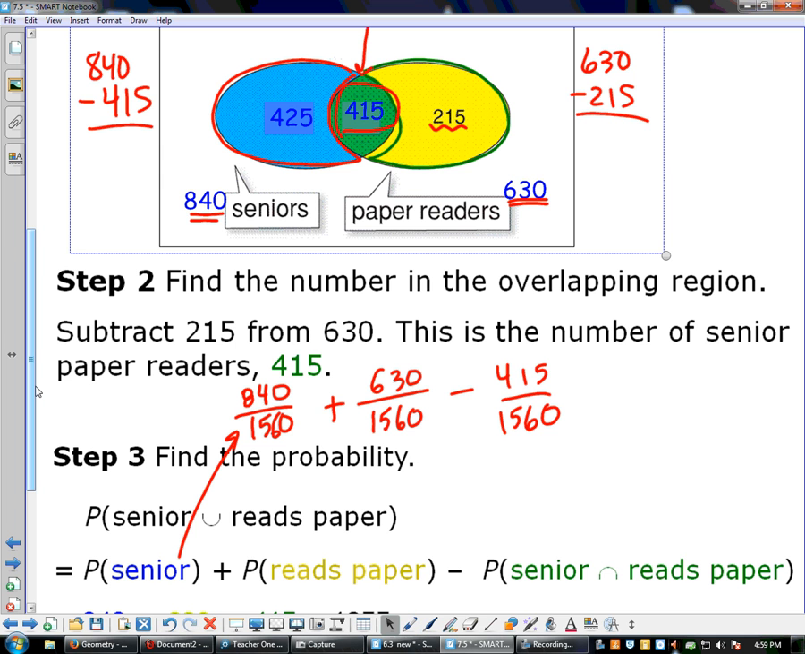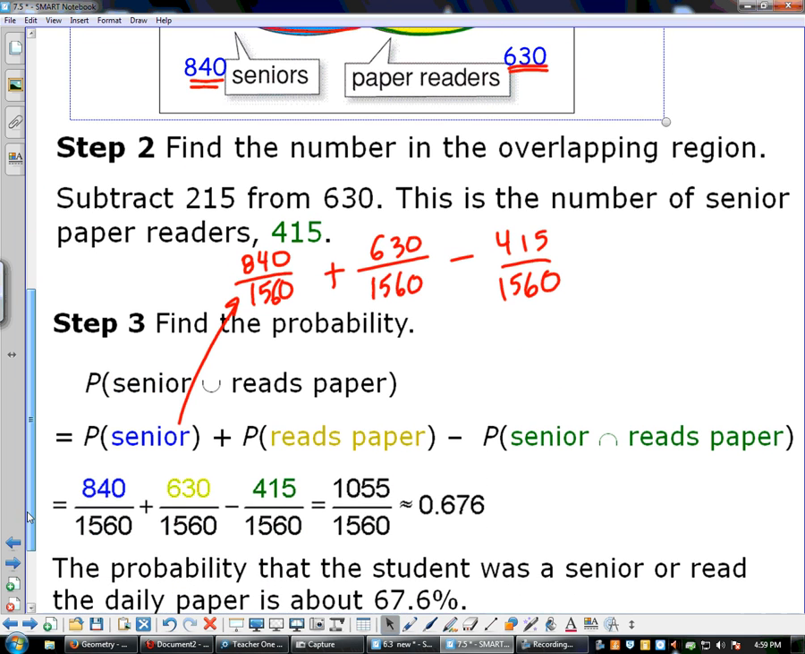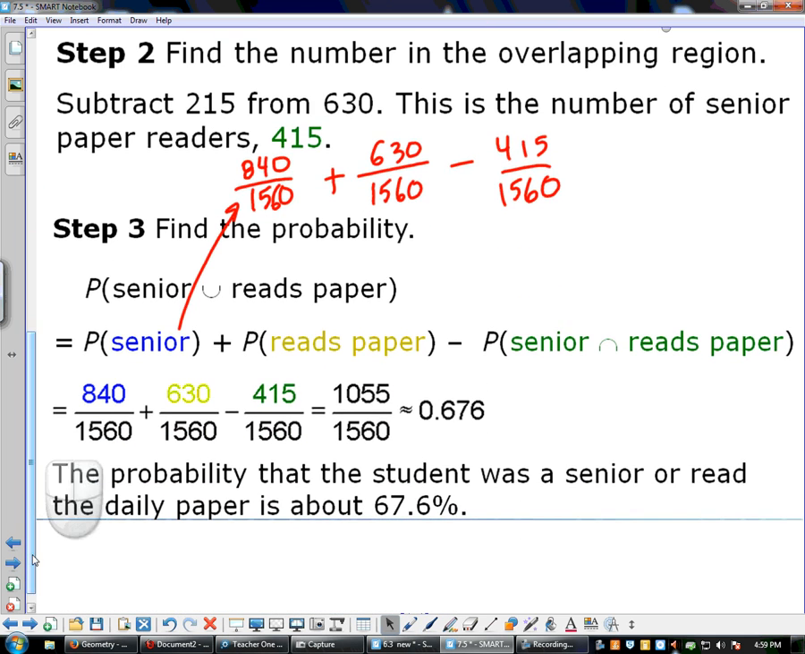And when we work this out, we get 1055 over 1560, which is approximately 0.676. So the probability that the student we selected was a senior or read the daily paper was about 67.6%.